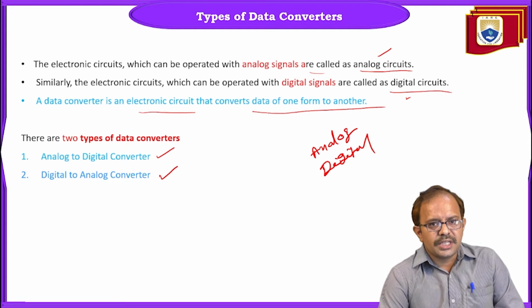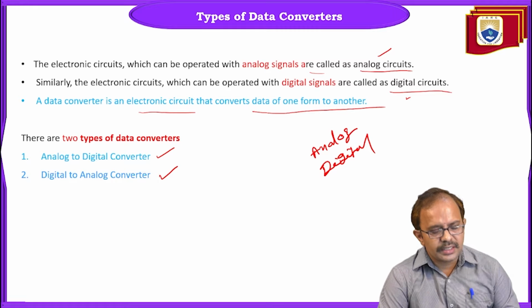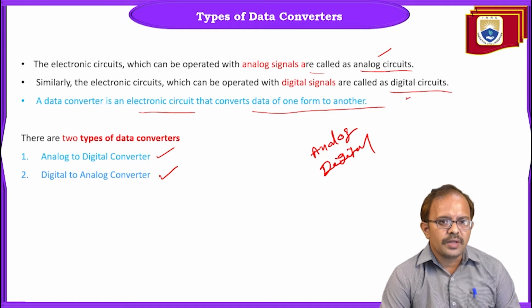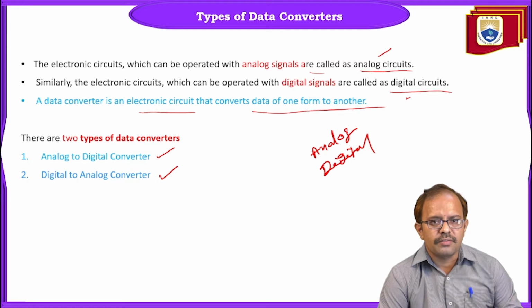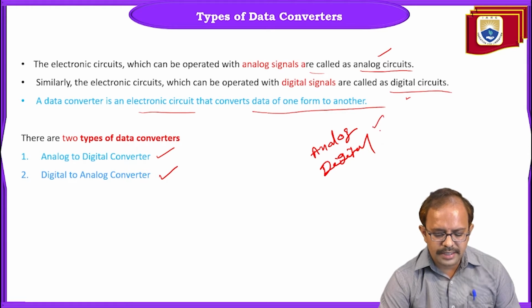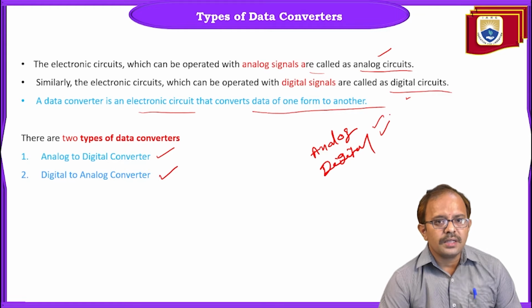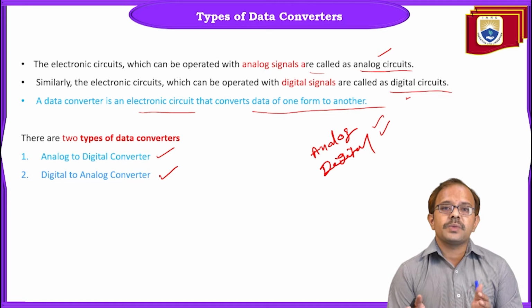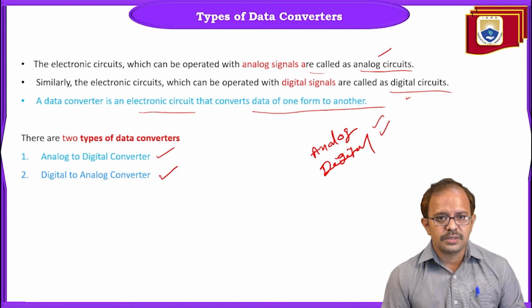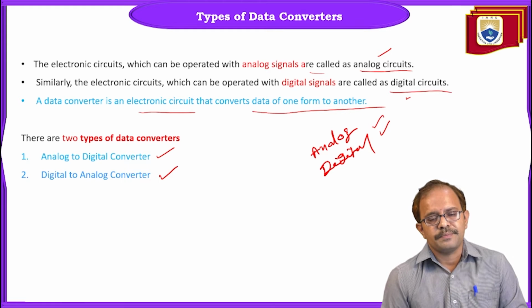Now coming to the discussion, what are different types of data converters? The objective is to convert data in one form to another form. So we have fairly two types of data, broadly classified into analog or digital. Now what are ADC and DAC? They are nothing but an interface. As we said, these are also considered circuits. We can call them electronic circuits.